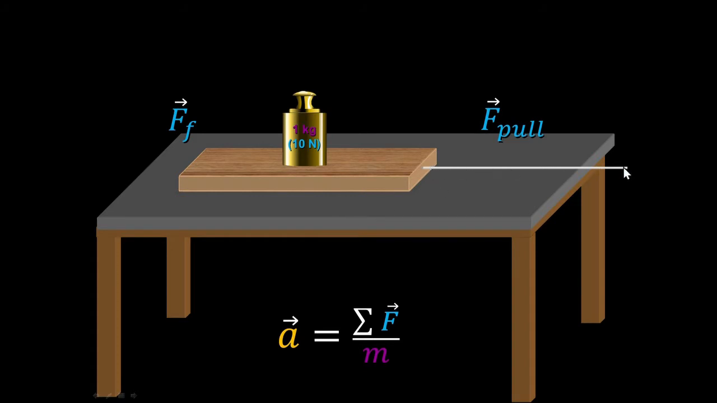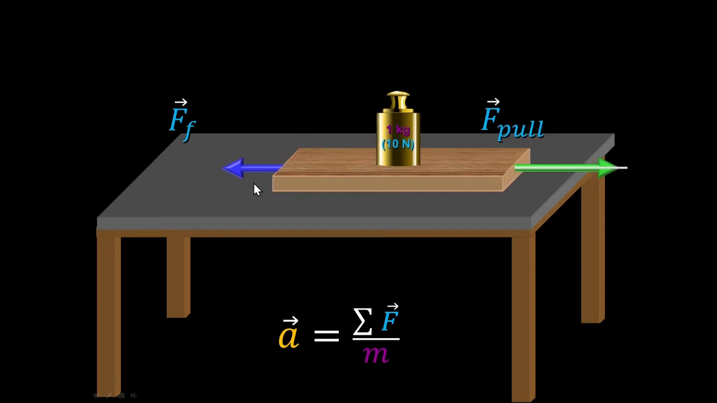I have a string here, and I'm going to pull with a variable amount of force on that. And we want to see what the friction does. So with Newton's second law down here, remember that if the net force is zero, the acceleration will also be zero. So watch what happens as I pull on this string. Pull more and more here, friction gets more and more, until it breaks free, and now it starts to slide.